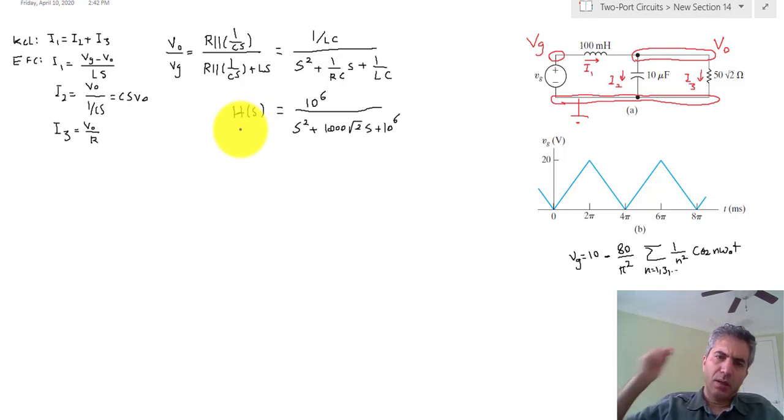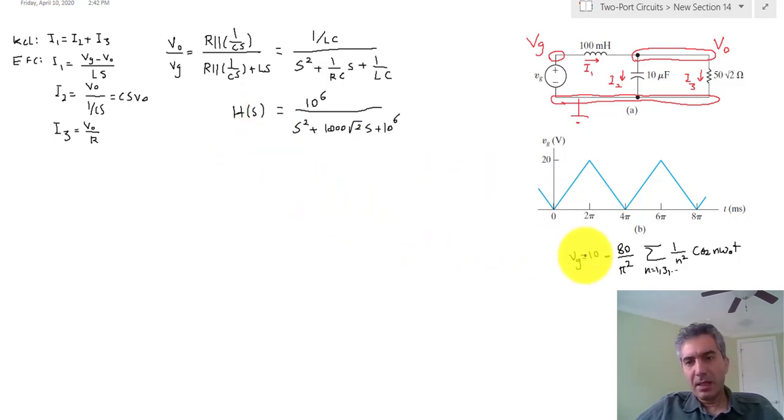Now for the calculation of the power, all I need is basically just the amplitude of the output. So I'm going to take these amplitudes that I know from these Fourier series for each different harmonic in the series, calculate the magnitude of H(s) for each one of them, and then multiply the input magnitude by the magnitude of the transfer function and calculate the output amplitude.